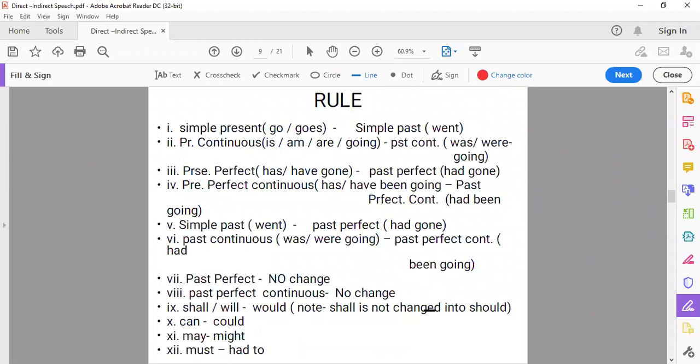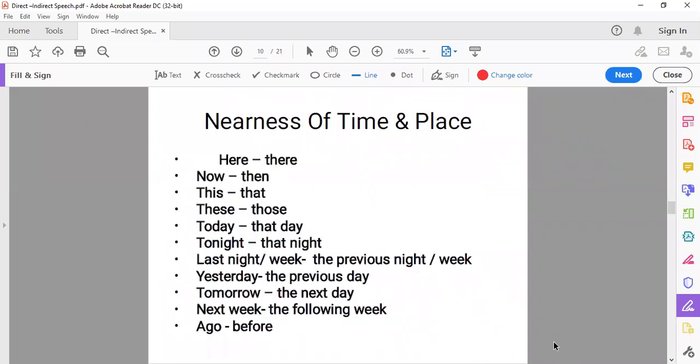Shall is not changed into should. Please note, you will not change shall into should. If it is shall, you will still change it to would, because should goes into modals and it will change the meaning. So we will not change shall into should. It will also change into would. Then coming to the modals, can into could, may into might, must into had to. Must into had to, though if you keep must as must, even then it is correct. So these were the changes about the tenses, and all these changes will be there if the reporting verb is in the past tense.